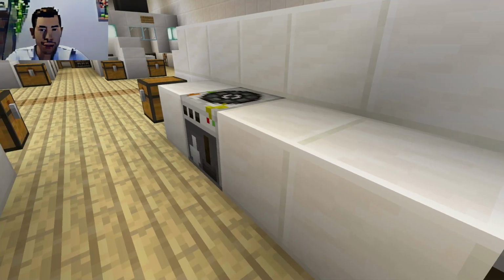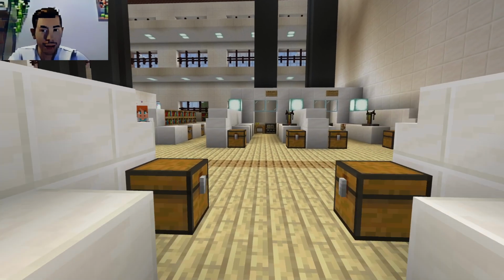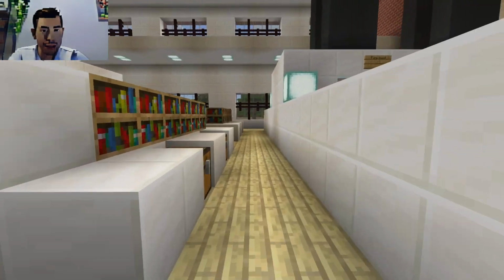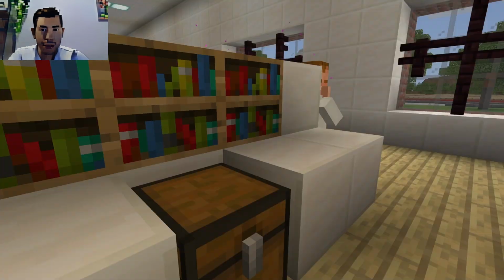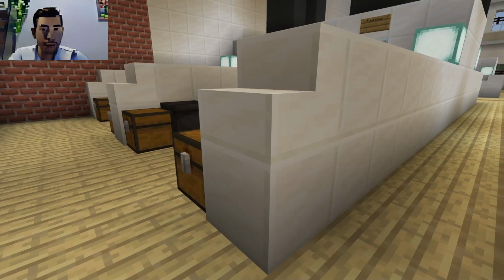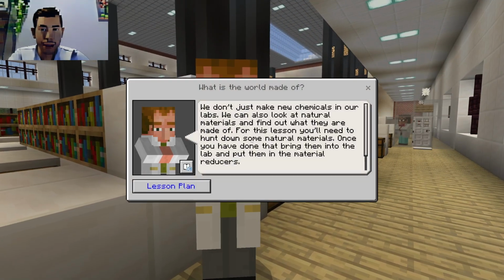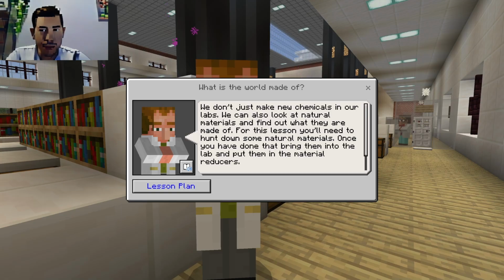And let's continue our journey to learn more about atoms and protons. Let's go. This is our experiment lab. We can use it later for future experiments as well. Hello. What is the world made of? We don't just make new chemicals in our labs. We can also look at natural materials and find out what they are made of. For this lesson, you will need to hunt down some natural materials. Once you have done that, bring them into the lab and put them in the material reducers.